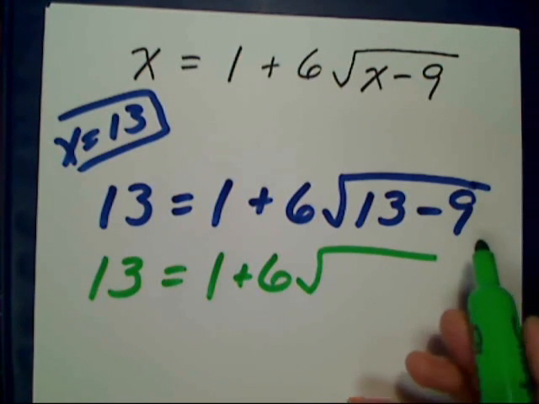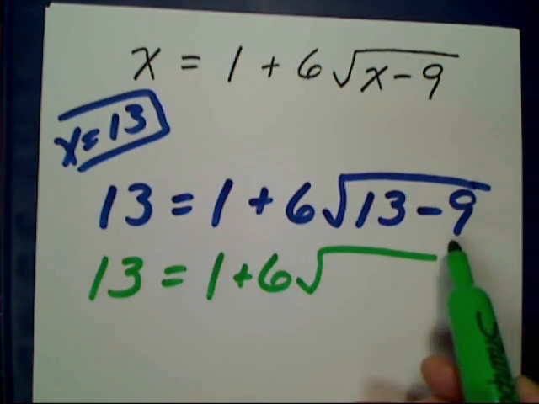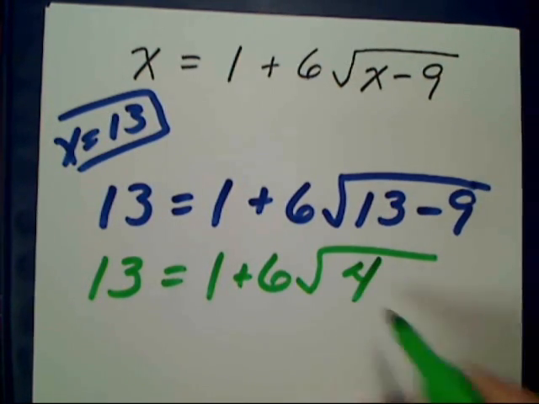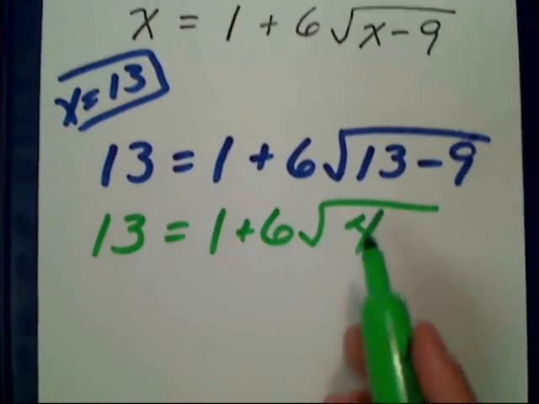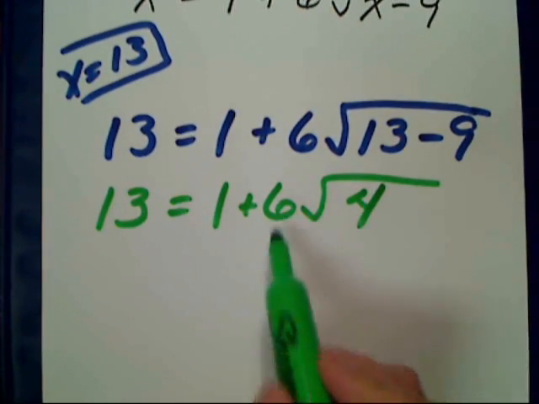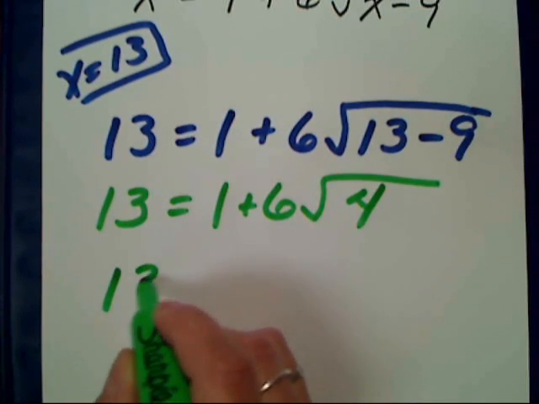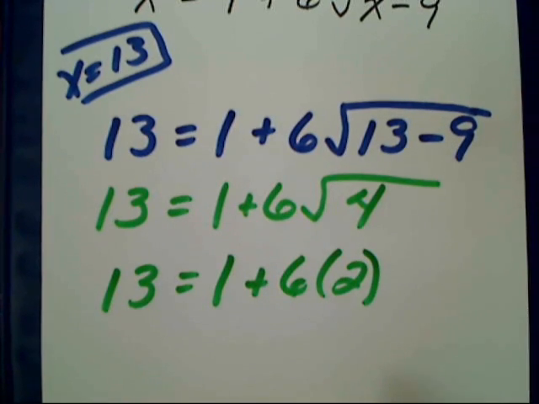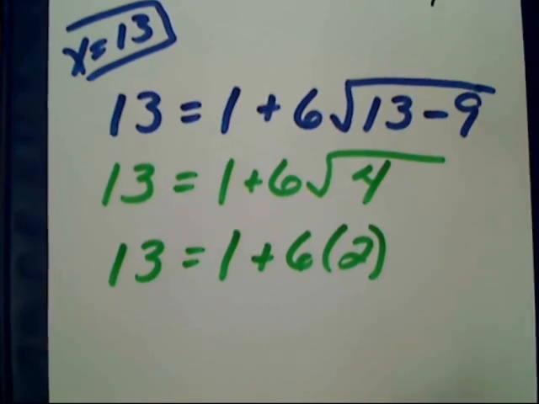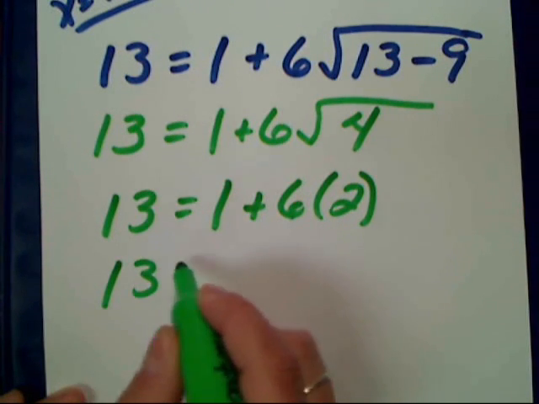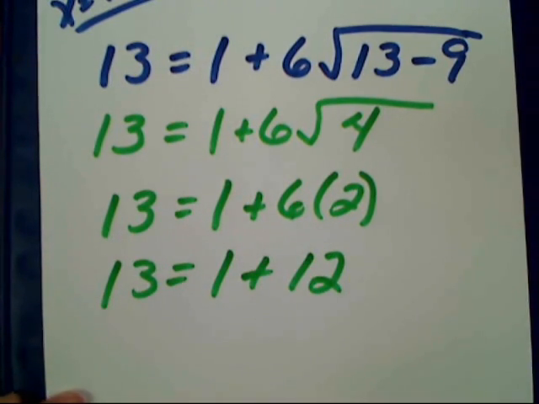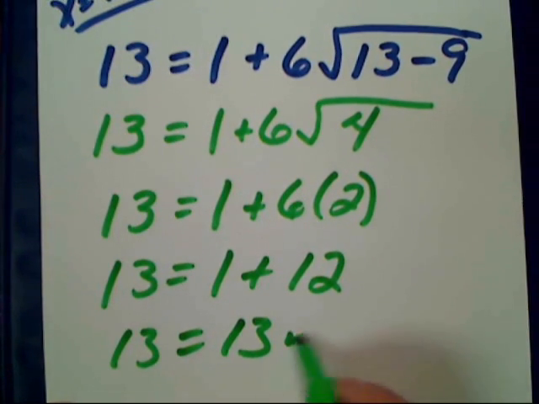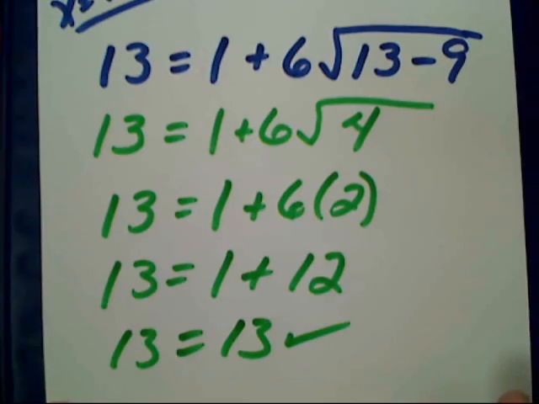13 minus 9. It's nice subtracting 9 from a teen number because you just add the two digits together. 13 minus 9 is 3 plus 1, or 4. Now we simplify the square root because remember, this is not the same type of number as the 6, so we have to simplify it to see if we can get it to be. The square root of 4 is 2, still multiplication. Once again, now multiplication is done before addition in our order of operations. So sure enough, 13 is equal to 13. So x equals 13 is one of our solutions.